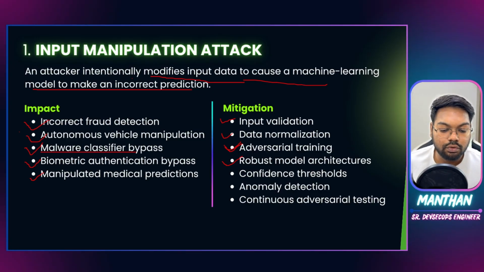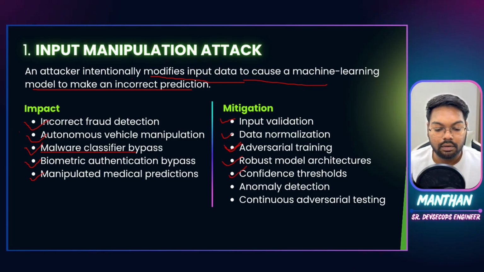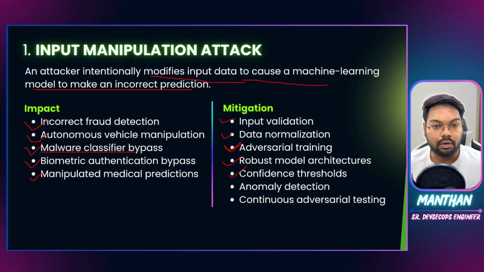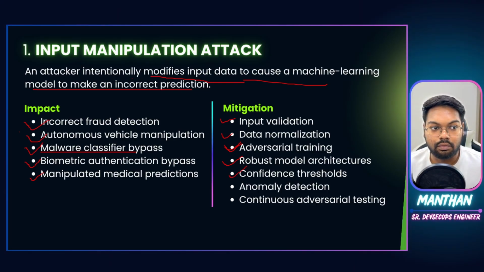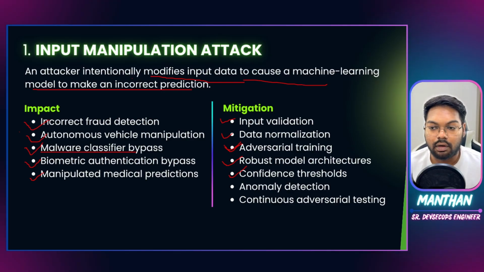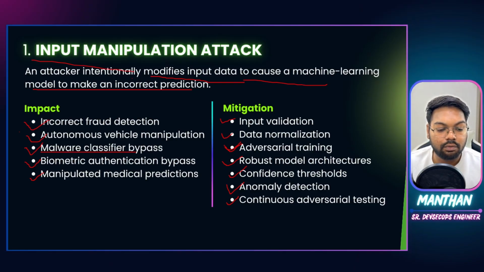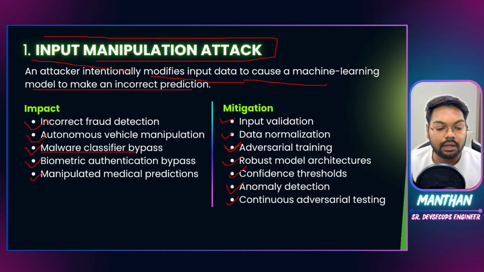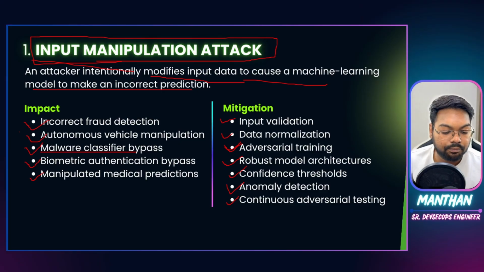Then confidence thresholds should be given for a particular output that is getting generated after you serve this. And then anomaly detection should be implemented for anomalous activities that are going into your infrastructure or wherever the model is getting deployed. And then continuous adversarial testing should be implemented. So these are a few things that you can do to prevent input manipulation attacks.